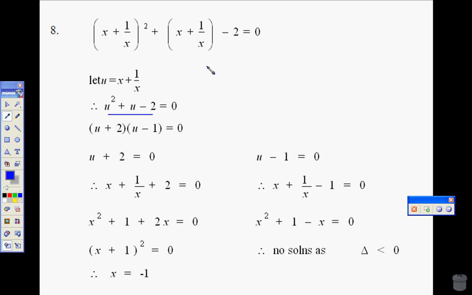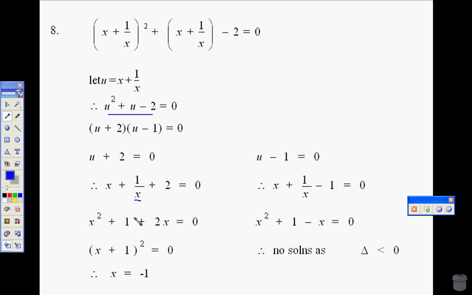We've got a minus 2 in there. Once I've got to that point, that's a nice simple quadratic to solve. U plus 2, u minus 1 is our factorisation. Now, if I've got u plus 2 is equal to 0, doing the substitution back of x plus 1 on x plus 2 means I've got a quadratic here. Because I'm going to multiply through to get rid of that denominator. That gives me x squared. That one will just become 1, and we get 2x.